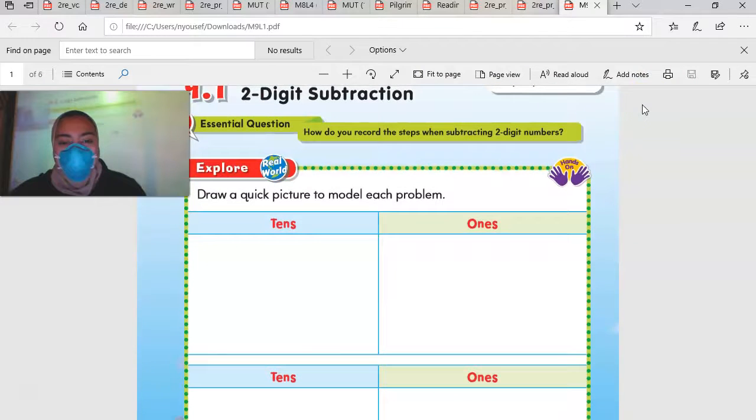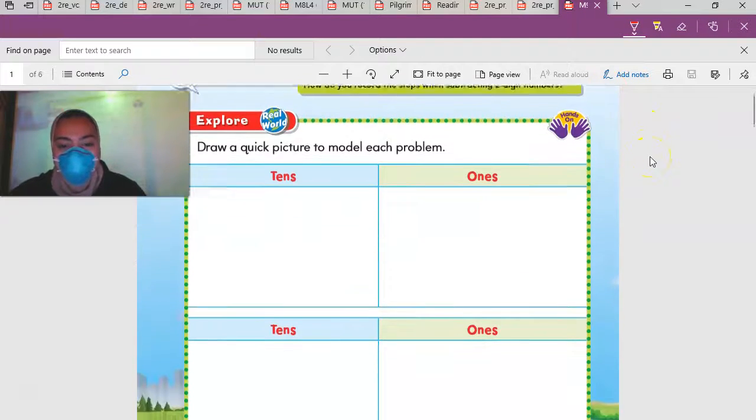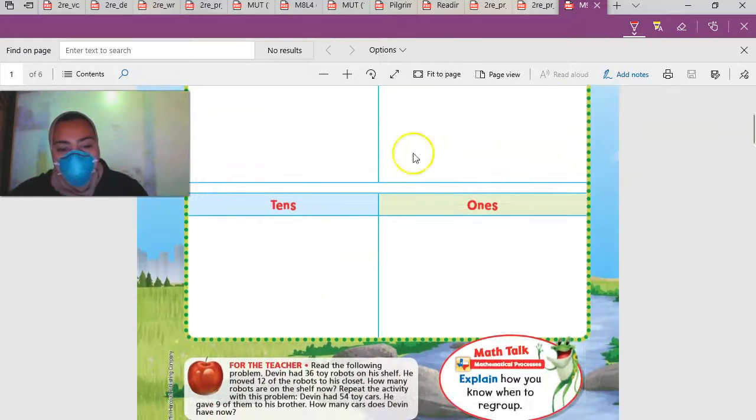Draw a quick picture to model each problem. The essential question is, how do you record the steps when subtracting two-digit numbers? So let's read the problem first. Devin had 36 toy robots on his shelf. He moved 12 of the robots to his closet. How many robots are on the shelf now?